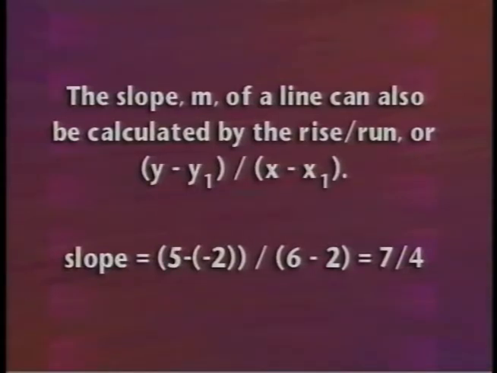Substituting in the coordinates in this problem, we get the slope equals, first the y-coordinates, 5 minus negative 2, which gives us 7, divided by the x-coordinates, 6 minus 2, which is 4. For the final answer, the slope equals 7 divided by 4. Answer E.